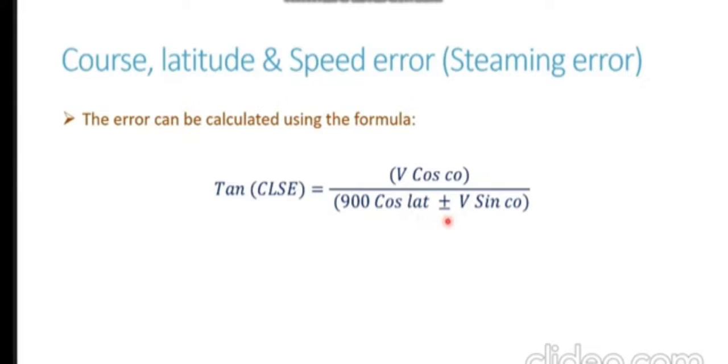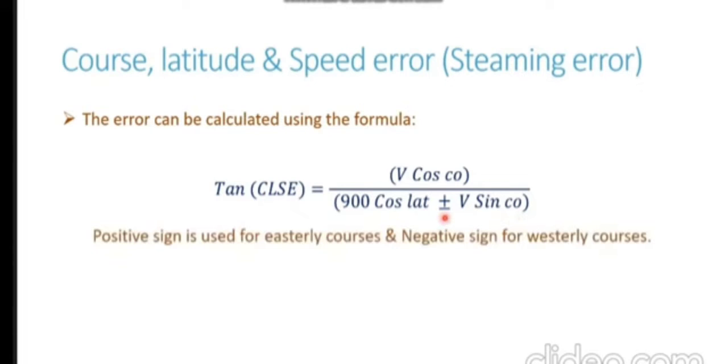You can see two signs mentioned here in the denominator, a positive and a negative sign. We will see which sign is to be used as per which criteria. Then you have the V, which is the speed of the ship, sine of the course. Now the course which we use in this formula, the course which the ship is making good, is used in the quadrantal notation. So it will never be greater than 90. We do not use it in the three-figure notation. We use the course in the quadrantal notation.